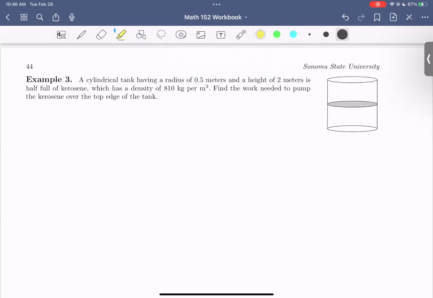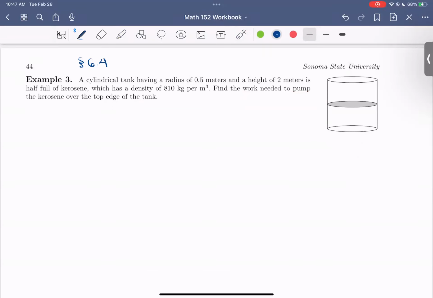Everyone, in this video, we're going to look at example 3 in section 6.4. All right, so let's read the question. In example 3, we're given a cylindrical tank having a radius of 0.5 meters and a height of 2 meters. And we're told that it's half full of kerosene, which has a density of 800 kilograms per meter cubed. We need to find the work needed to pump the kerosene over the edge of the tank.